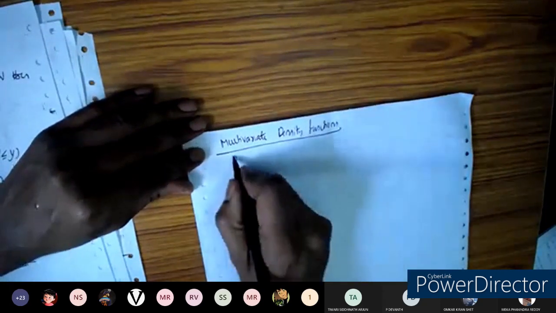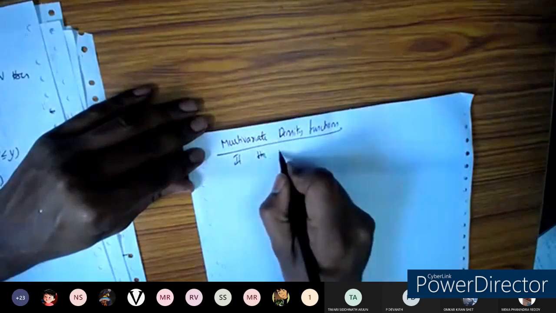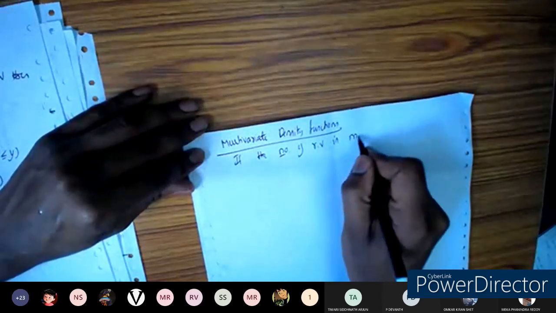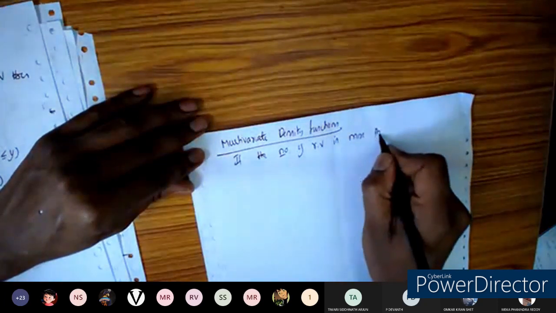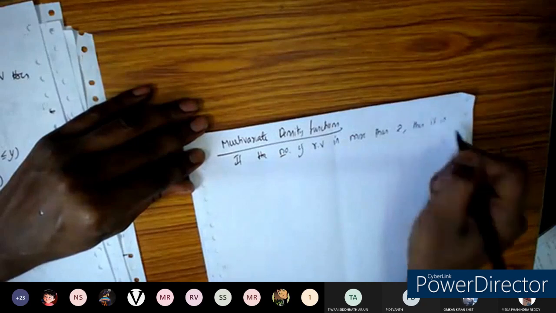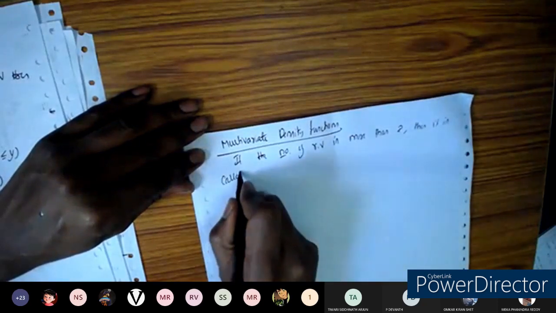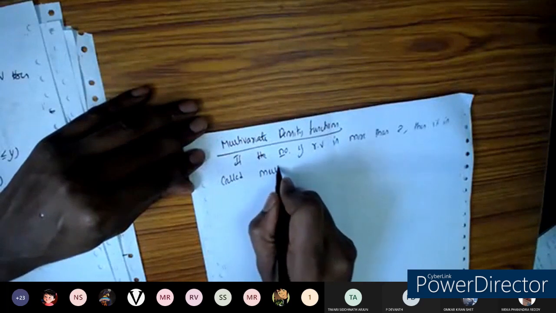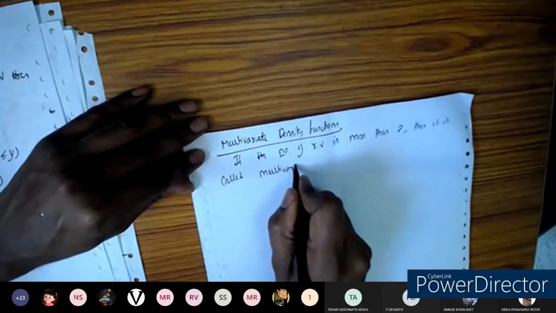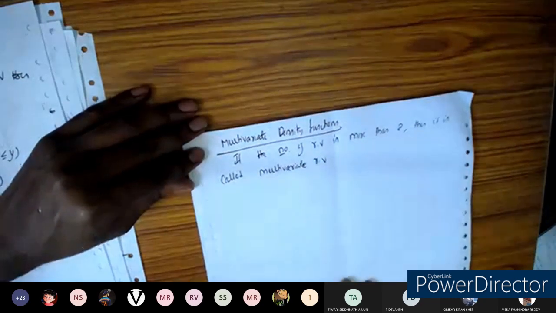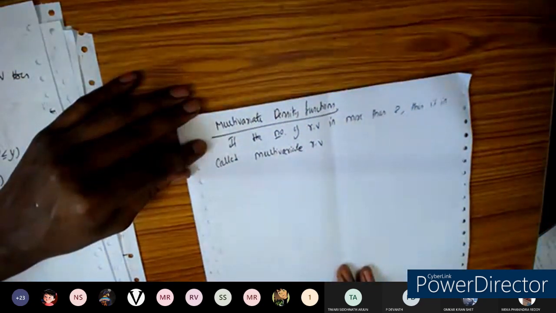If the number of random variables is more than 2, then it is called a multivariate random variable.